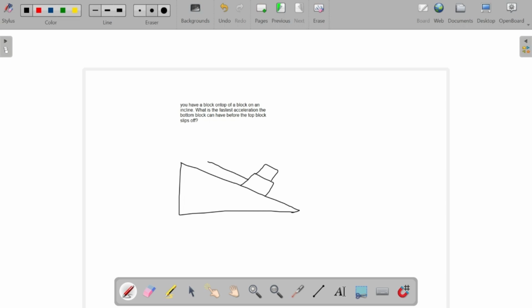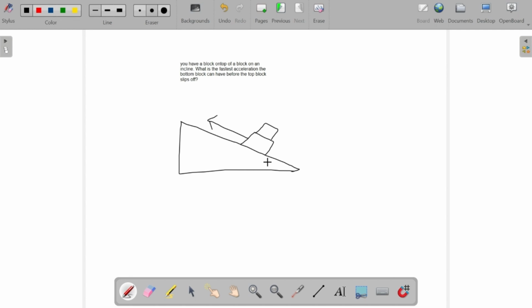Let's pretend there's a rope pulling this one up or something. Either way, it's accelerating faster and faster. Asking what's the maximum acceleration before this top block slips off. So I'm going to give you guys a second to think of how we would go about that.